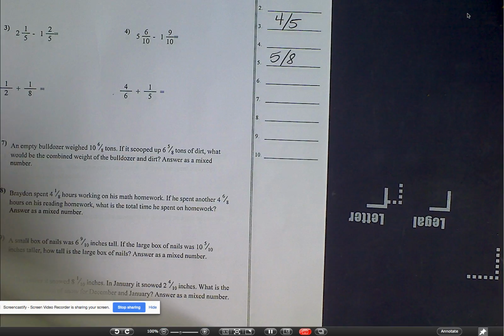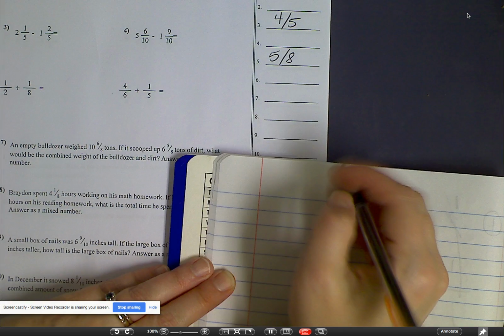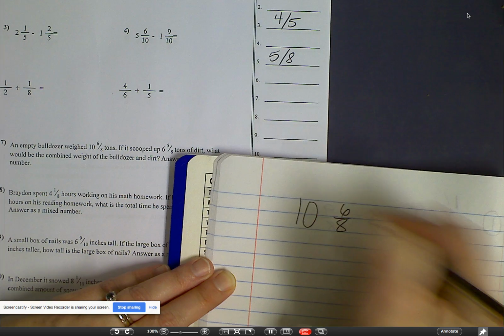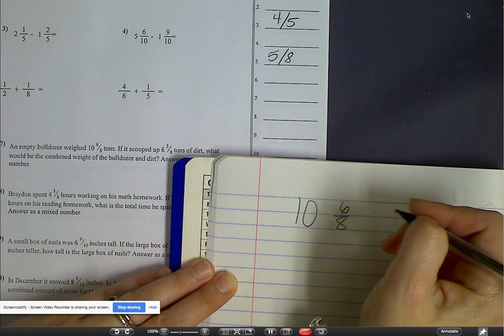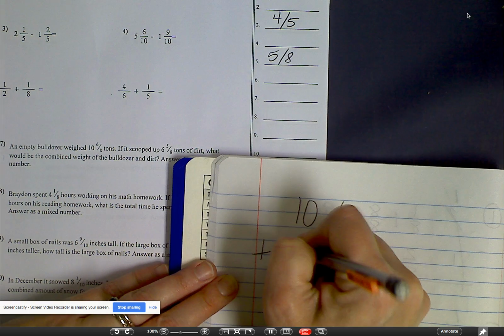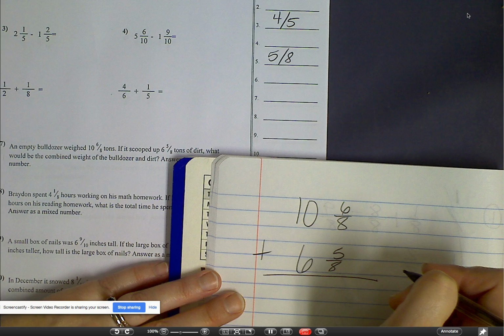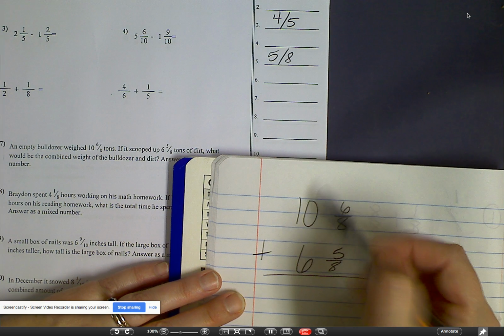Okay, so number 7. An empty bulldozer weighed 10 6/8 tons. If it scooped up 6 5/8 tons of dirt, what would be the combined weight of the bulldozer and dirt? Answer as a mixed number. Okay, so they're wanting to know the bulldozer by itself weighs 10 6/8 tons. And then it says if it scooped up 6 5/8, so it added the weight of 6 5/8 to the bulldozer. It wants to know what is the combined weight.